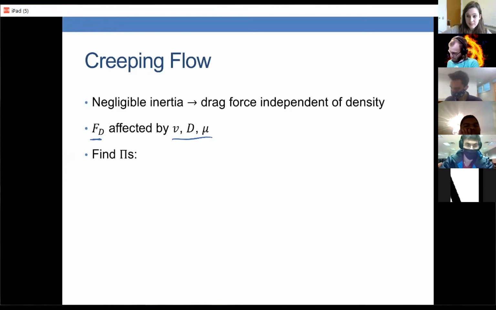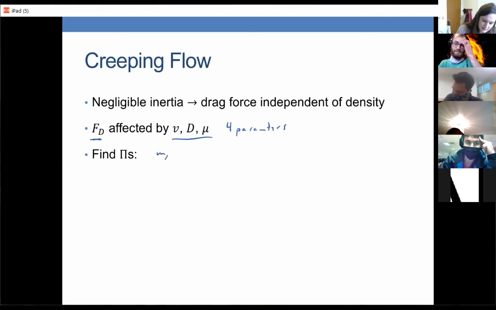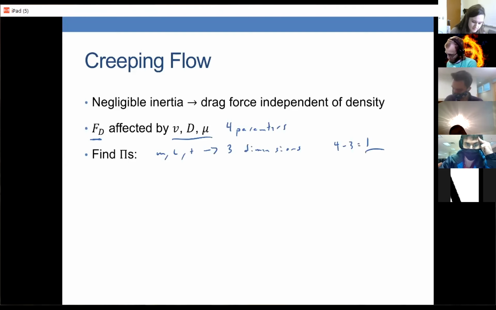Okay, there's a process for deciding how many pi's there will be. Connor, did you say 1? Yes, 1, because you'll need the FD and mu for the speed, for the time, the length, and the mass. Because there's 4 parameters. There's mass, length, and time, 3 dimensions. 4 minus 3 is equal to 1. So we're going to guess there's only 1 pi. All right, so pi 1. Someone tell me when you got a pi 1.